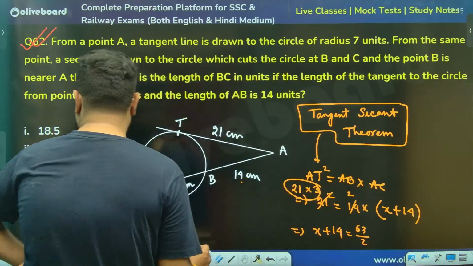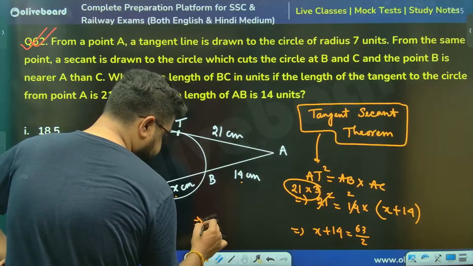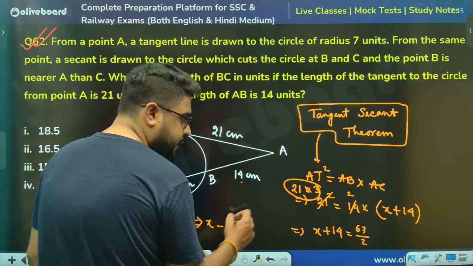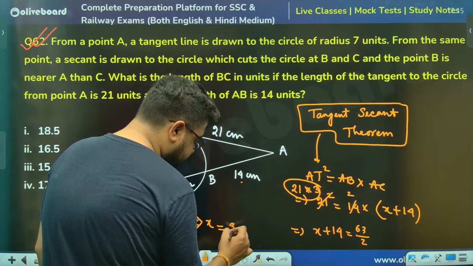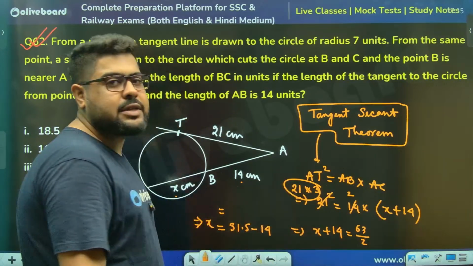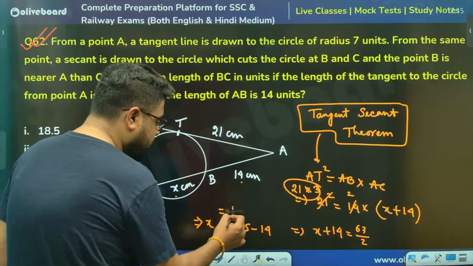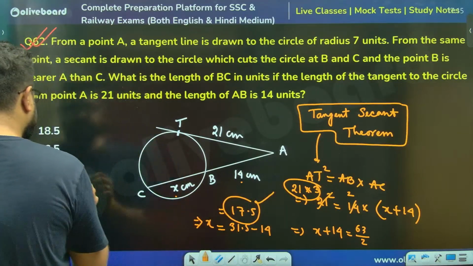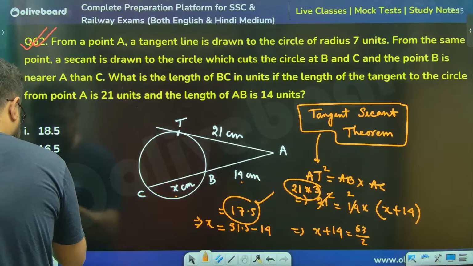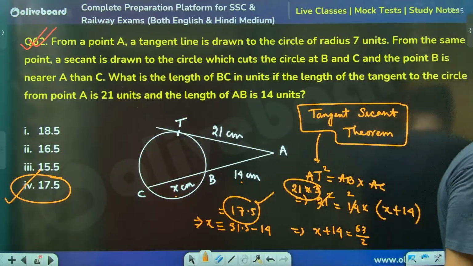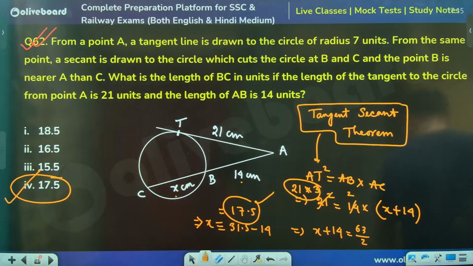So from there you can say X will be how much? 63 by 2 means 31.5. 31.5 minus 14, 30 minus 14 is 16, so it will be 17.5. The value of X, that is what they were asking. Option number 4 is your correct answer. Very, very simple. Reena, Ram, both of your answers are 100% correct.